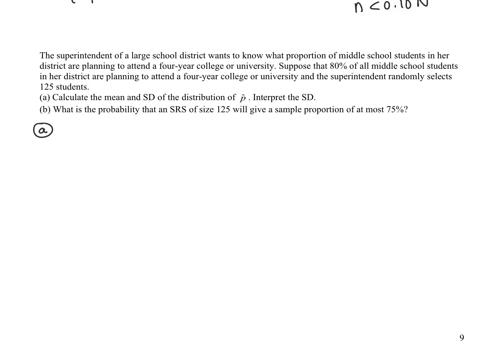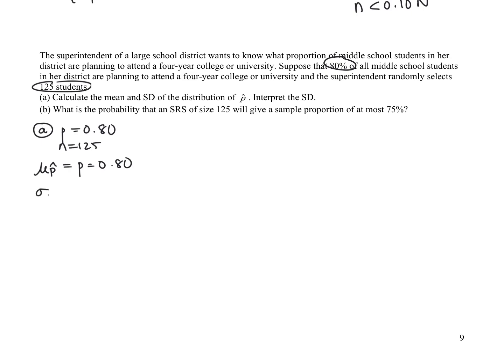Okay, first thing to notice is what these numbers are. 80% and 125. We need to label those numbers. That 80%, it says 80% of all middle school students, so that is a population parameter. That is p. That tells us that p is 0.8. And we are taking samples of size 125. So the mean then of p hat is just p, that's 0.8.